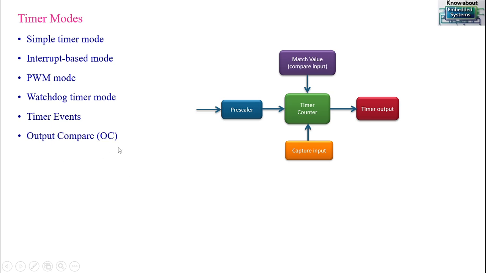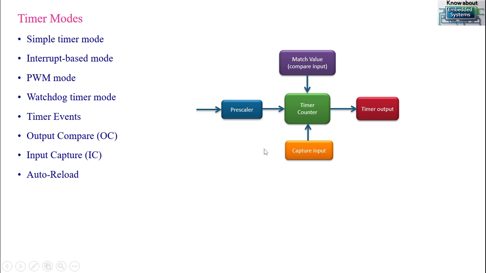Output compare mode. Output compare mode is nothing but a simple compare mode. We compare your match register value with the timer value. Input capture, this I have already explained to you. If there is any event, that event will be captured, and I want to capture that event's time. So the event has occurred and I want to capture that time. That is called input capture mode.